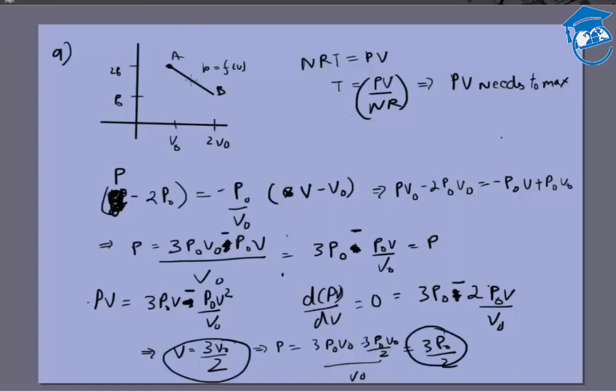We can see that it's actually the midpoint where you have the maximum value of temperature or maximum value of PV, which will obviously be, temperature will be PV by nR. So that is 9 by 4 P0V0 by nR, which gives me the answer as option 1.